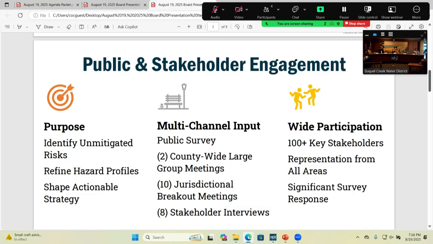And specific to the district, our participation with outreach has been really relying on our email blasts that go out monthly, and each email blast reaches approximately 17,000 residents. We also have been sharing updates on the plan through our social media outlets. Next slide.